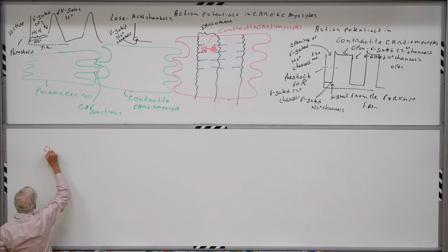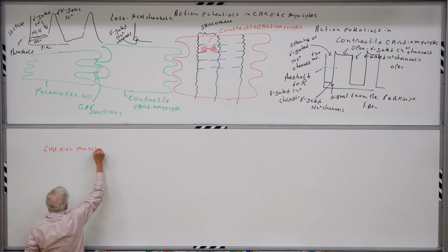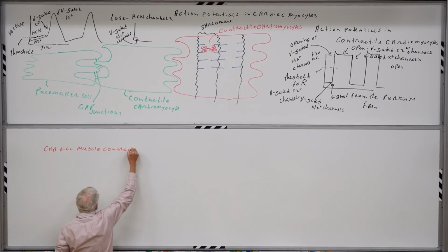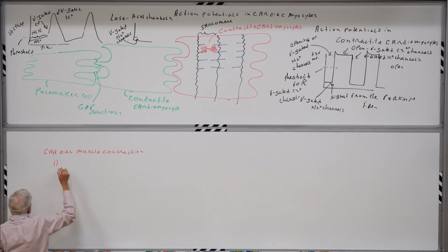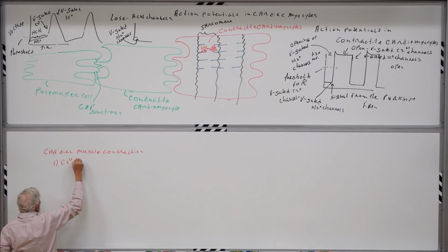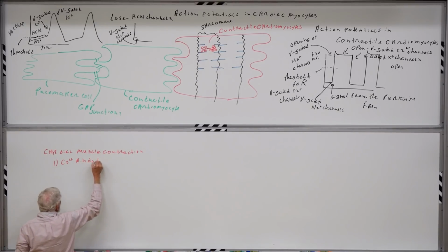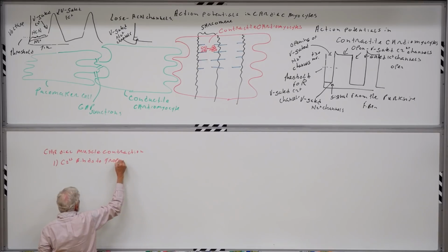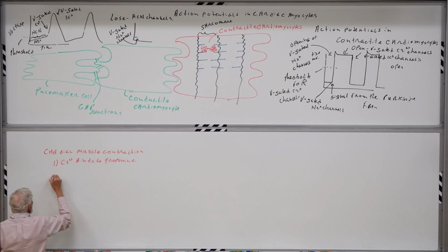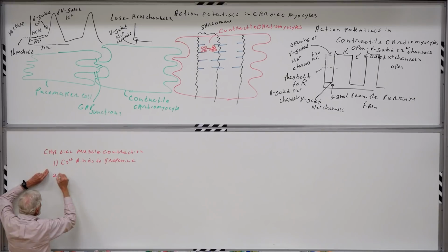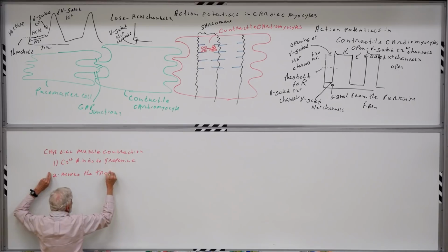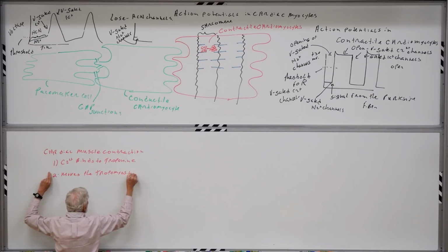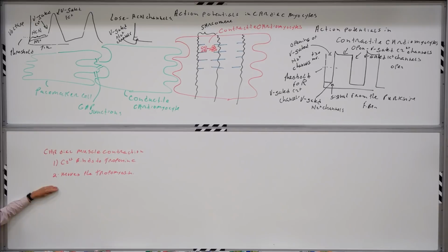in cardiac muscle contraction, we find that the calcium binds to troponin C. We find that the binding of the calcium to troponin C moves the tropomyosin. This is the same story we saw for skeletal muscle.